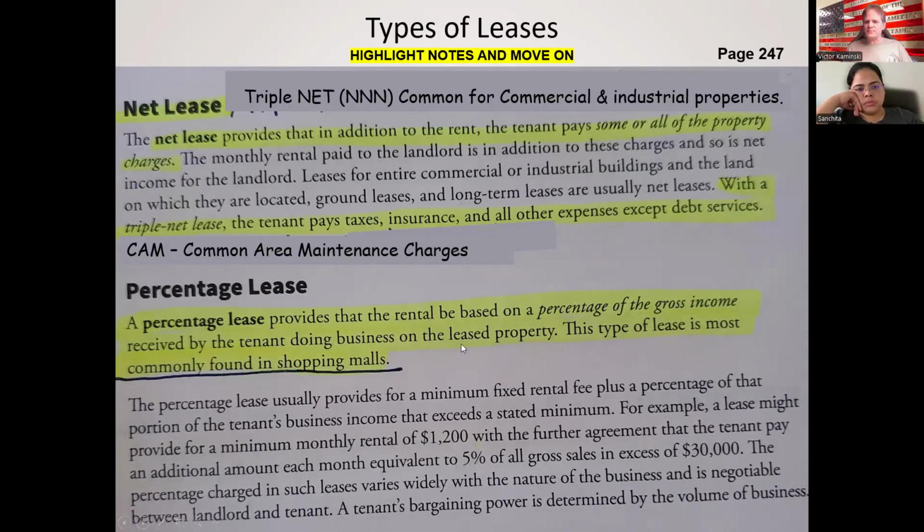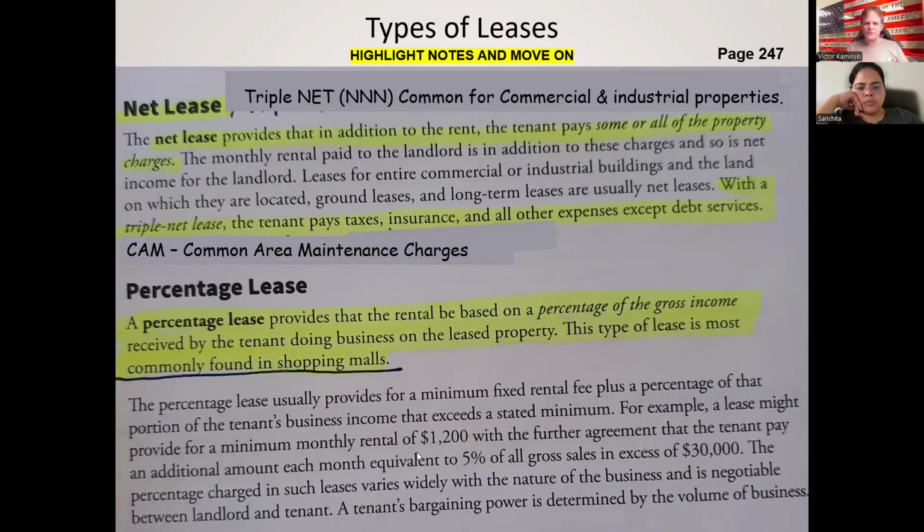Now, a percentage lease provides that the rent will be based on a percentage of the gross income received by the tenant doing business in the property. So this type of lease is most commonly found in shopping malls. It's not only based on the rent, but the income. It's basically an example they even give you here.